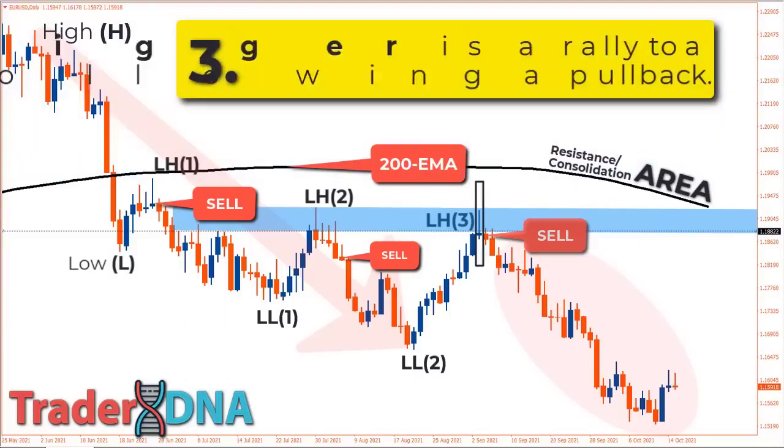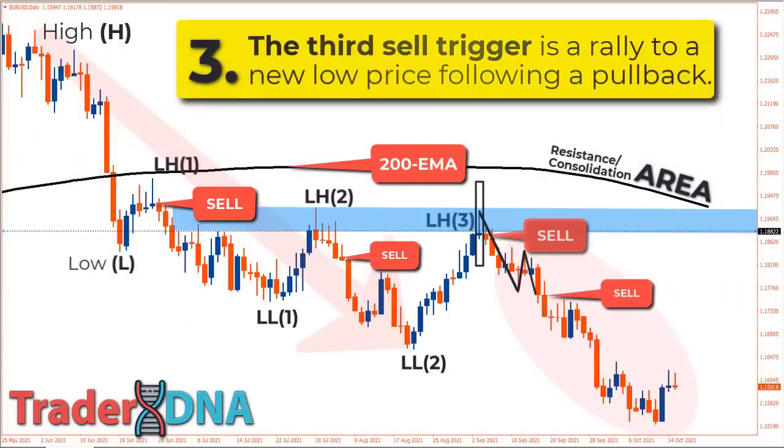Third, the third sell trigger is a rally to a new low price following a pullback. Before executing a trade, it's crucial to ensure it meets the necessary criteria by going through steps 3 to 5 of the 5-step price action trading strategy.